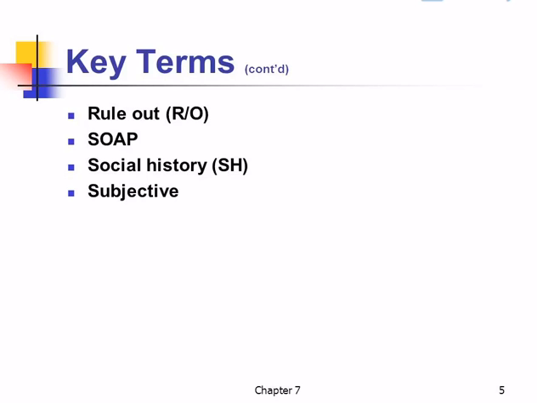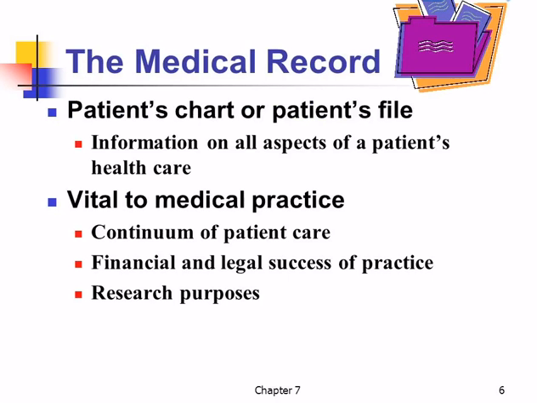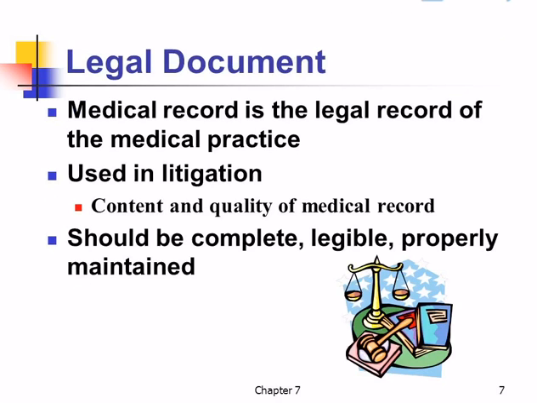Chapter 7. The medical record, patient's chart or patient's file. Information on all aspects of a patient's health care. Vital to medical practice. Continuum of patient care. Financial and legal success of practice. Research purposes.